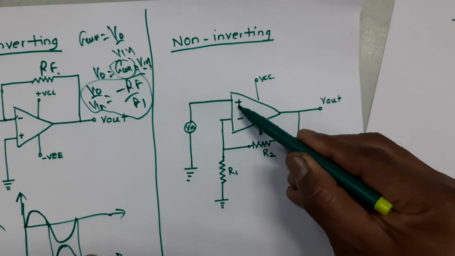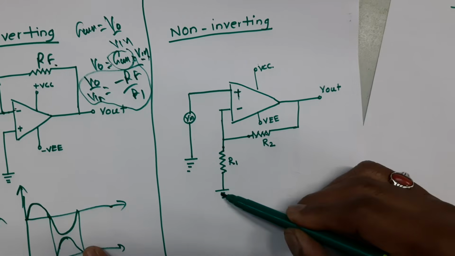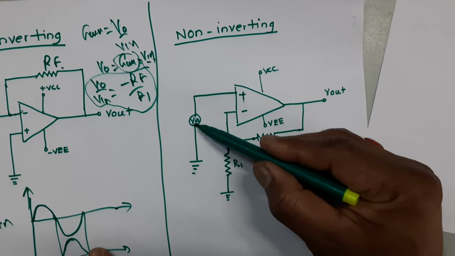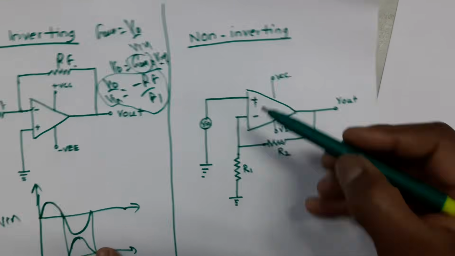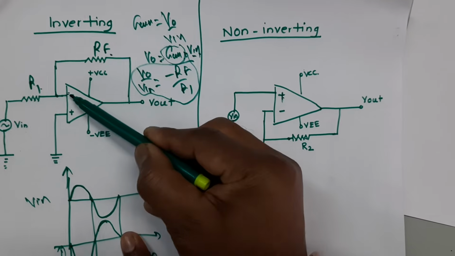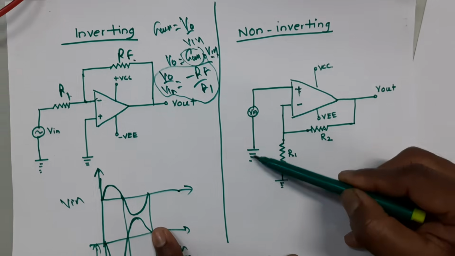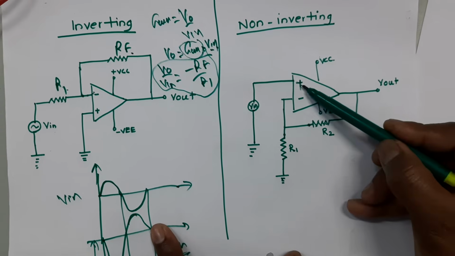Plus terminal is known as non-inverting terminal. Okay, this is a feedback resistor, this is R1 resistor, and this is ground. And the input voltage here we are giving to the plus terminal. In inverting cases we are giving the input voltage to the negative terminal, but in non-inverting configuration, the input voltage is given to the positive terminal.